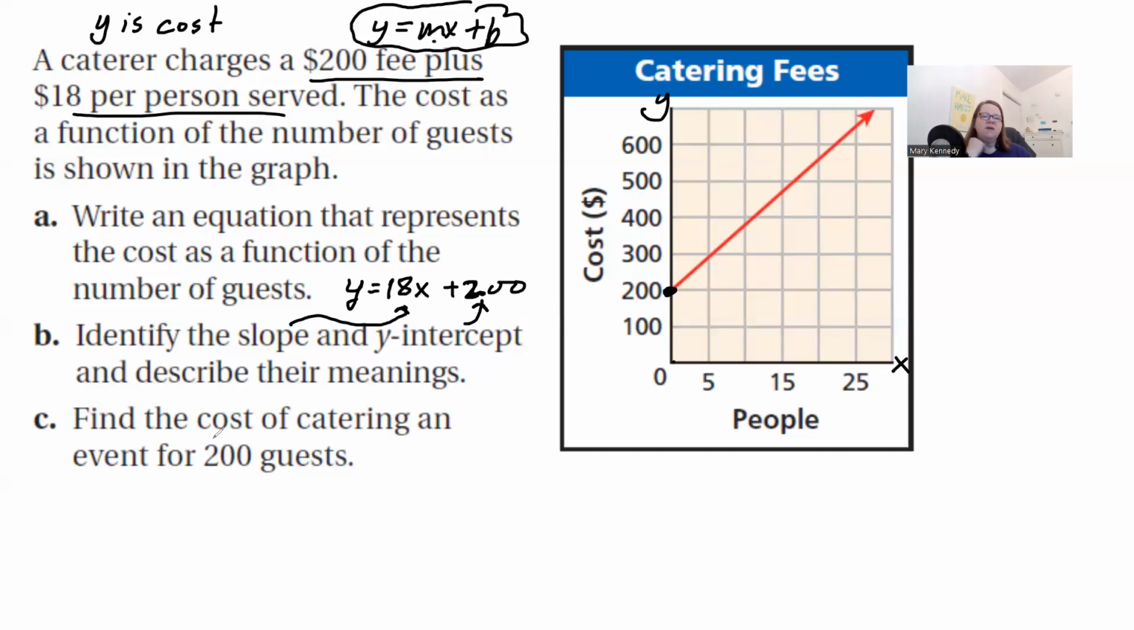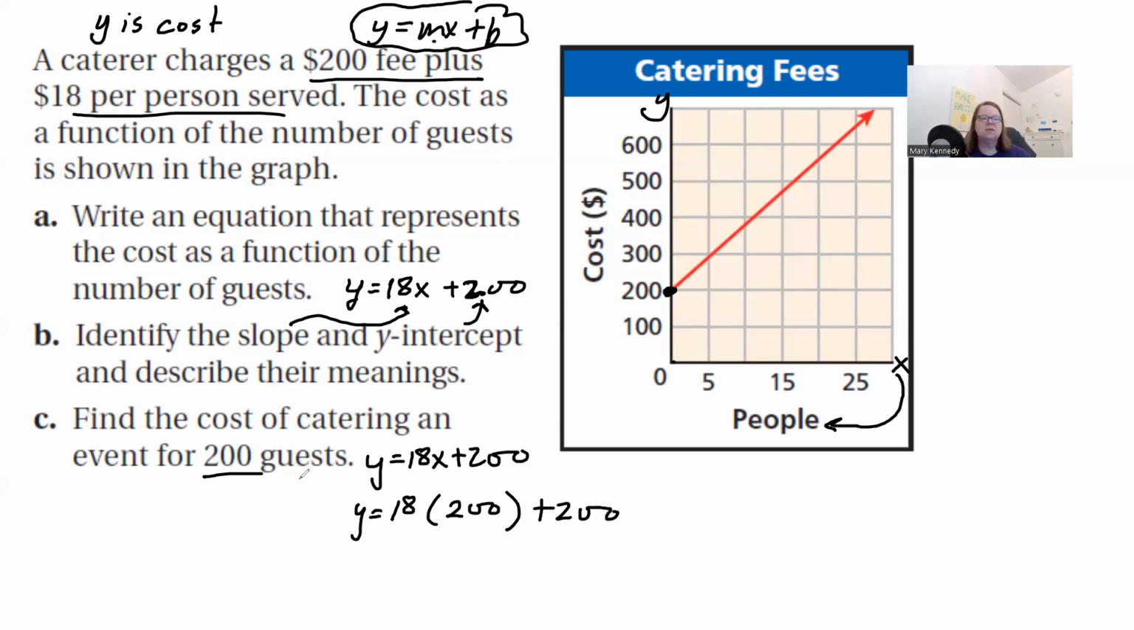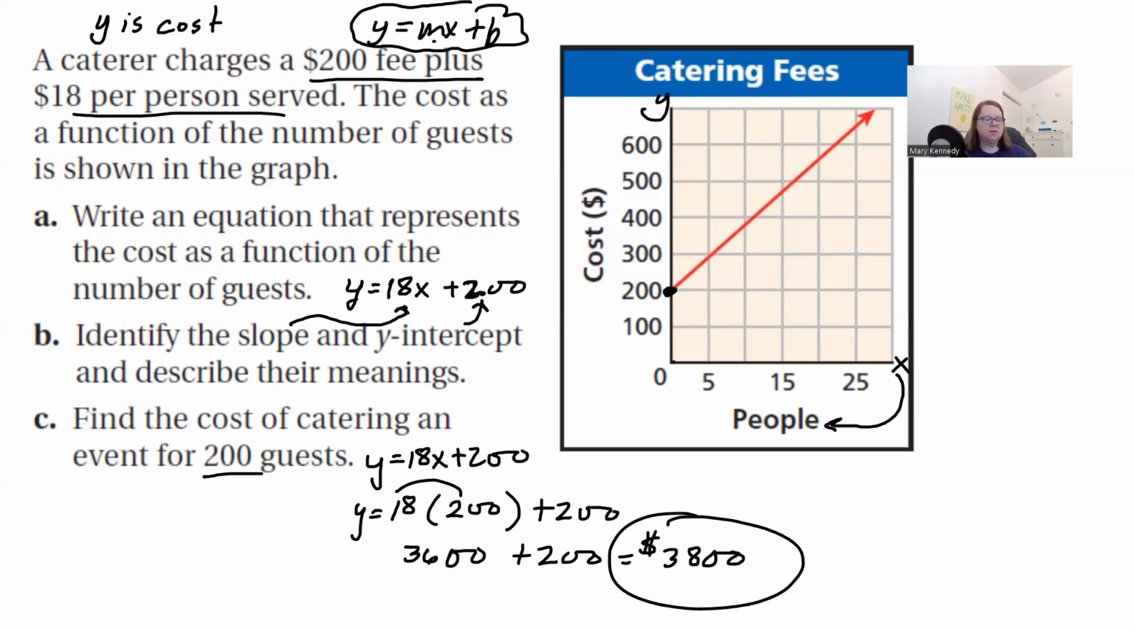Okay. And then C, find the cost of catering an event for 200 guests. So we're going to take our equation, y equals 18x plus 200, and notice that x is the number of people. If there are 200 people there, then we're going to substitute the x with 200. So I'm just substituting that x with what it equals in this example. All right, so 18 times 200 is 3,600, plus 200. So the cost is $3,800 for serving 200 guests.